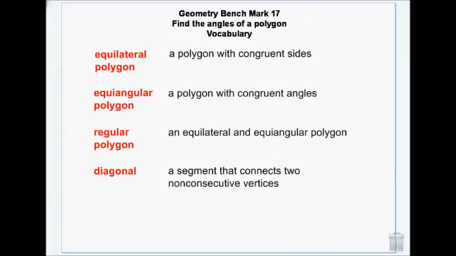We have equilateral and equiangular. An equilateral polygon has all congruent sides, so all sides are the same length. Think about a square. Okay. An equiangular polygon has all angles of the same measure.